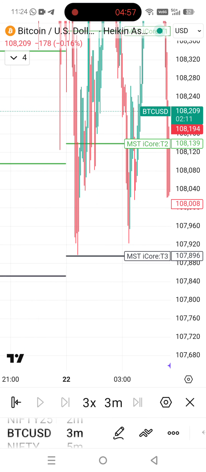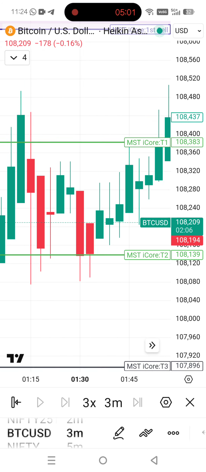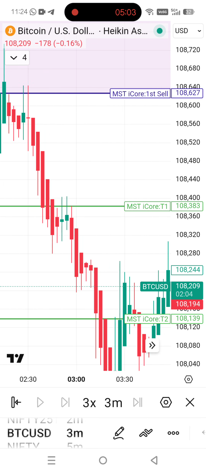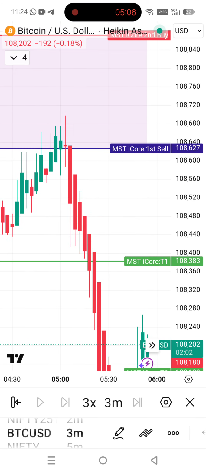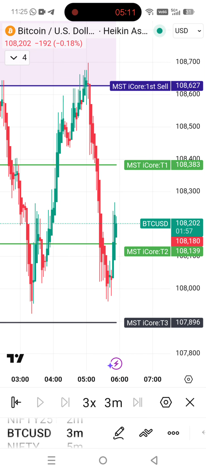Look at the third target. How exactly it has touched our third target here. Once again it has reached our sell zone, again it has fallen. Third time also it has touched our sell zone, and again it has fallen to our third target, almost the third target.